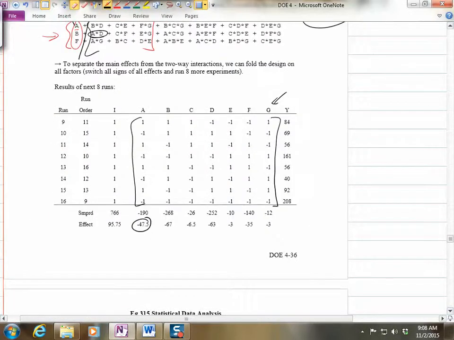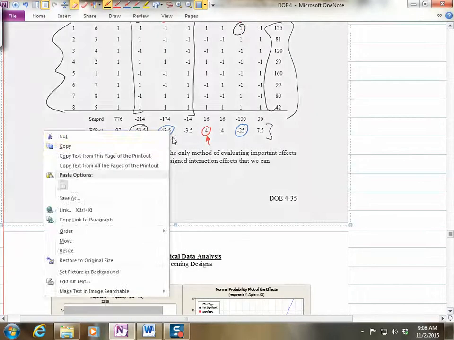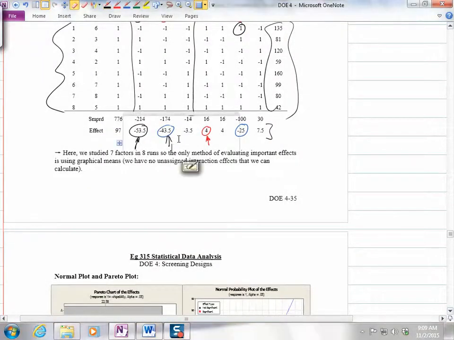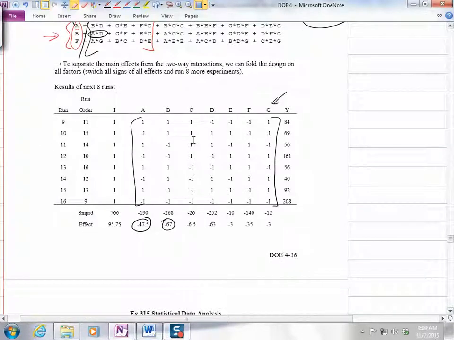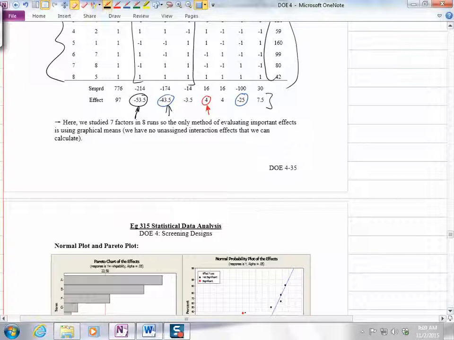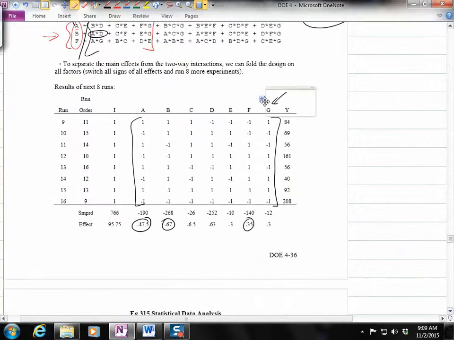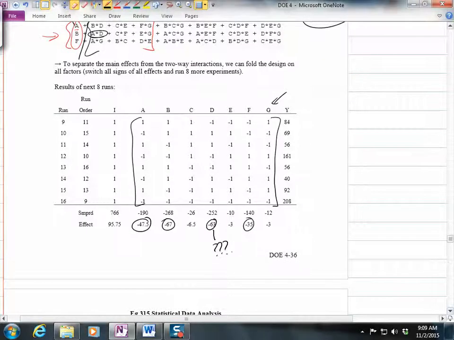And B, we get minus 67. We compare it to here, we had minus 43. A bit of a difference, but they're still big things. F isn't too far from where it was before at minus 25. But then the surprise was D was insignificant before, and we flipped all the signs, and now D turns out to be a pretty important factor.